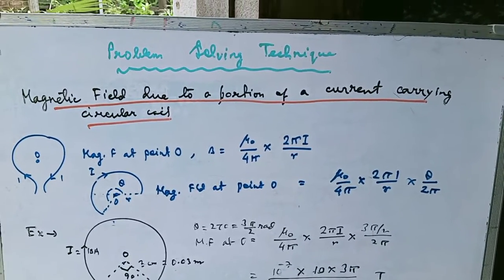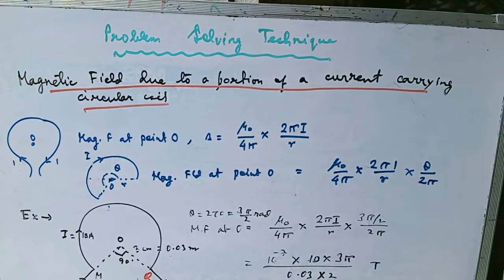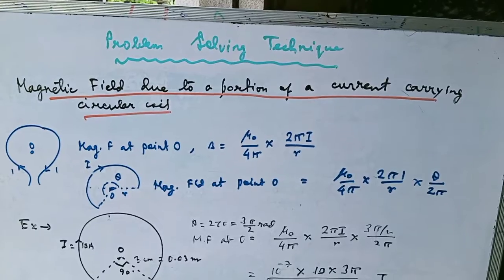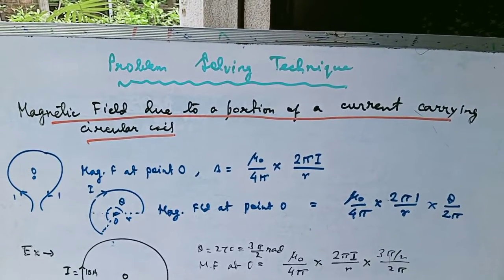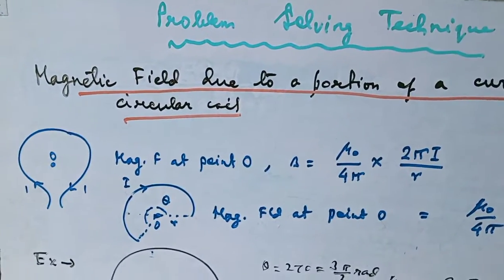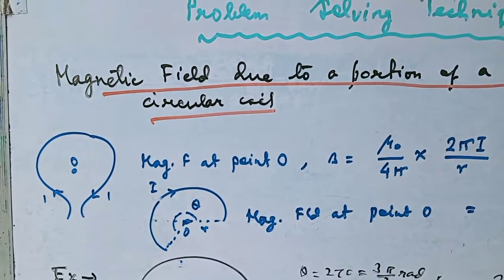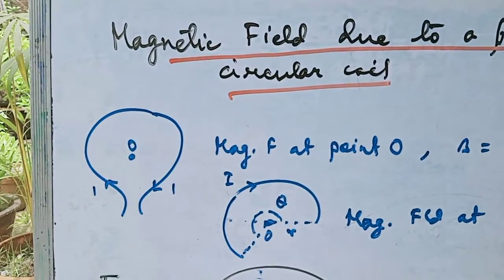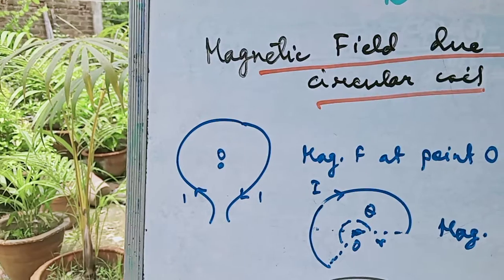Now in this video we will discuss the problem solving technique while calculating magnetic field. My first topic in this video is the magnetic field due to a portion of a current carrying conductor or current carrying circular coil. See here, for a circular coil, the magnetic field at point O, the current I is entering from one direction and it is going in the outward direction.